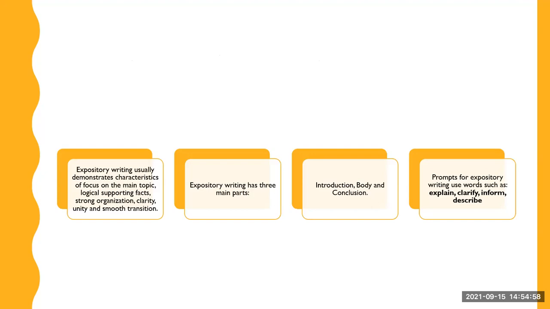All right, so expository writing usually demonstrates characteristics of focus on the main topic, logical supporting facts, strong organization, clarity, unity, and smooth transition. Expository writing has three main parts: introduction, body, and conclusion. And this you would have become familiar with when you were doing CXC English, when you were doing communication studies. You would have gone through the process of putting together an essay, right?